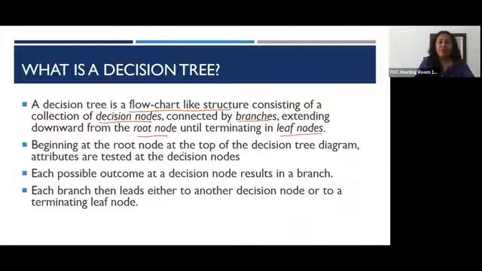So beginning at the root node at the top of the decision tree diagram, attributes are tested as decision nodes, right? So now you have nodes and branches. At the nodes, you test a condition for an attribute, right? Each possible outcome at a decision node results in a branch. Each branch then leads to either another decision node or a terminating leaf node. Let's look at an example, right?